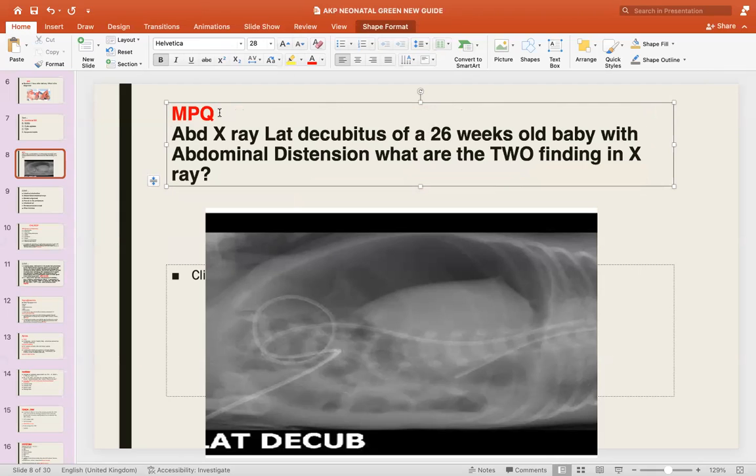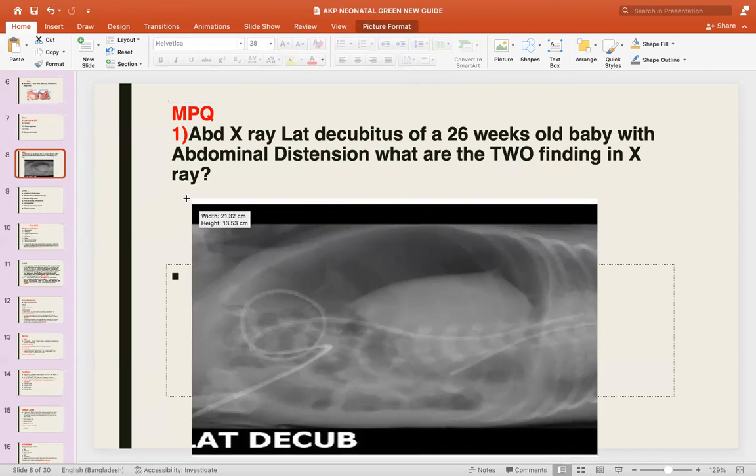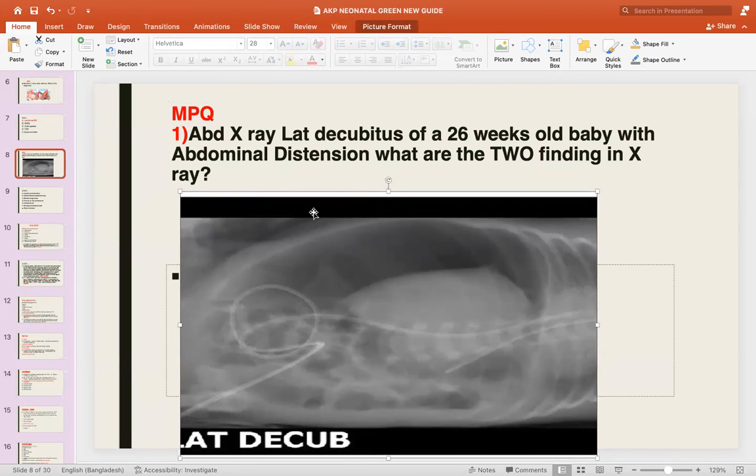Abdominal X-ray, lateral decubitus position of a 26-week baby with abdominal distension. What are the two findings in the X-ray? So this is question number 1, multi-part question. Who can tell me? See the X-ray, zoom it. What is the X-ray finding in this? Lateral decubitus position, it is a neonate, 26 weeks.